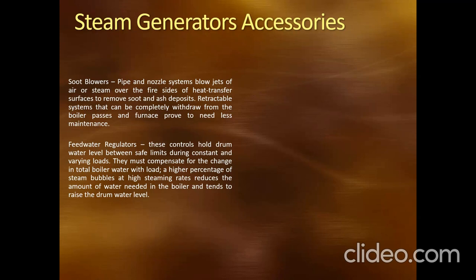Next, feed water regulators. This control holds drum level between safe limits during constant and varying load. Parang float valve. Yung level yung kino-control. They must compensate for the change in total boiler water with load. A higher percentage of steam bubbles at high steaming rate reduces the amount of water needed in the boiler and tends to raise the drum level.